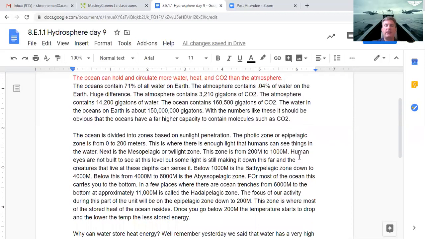The ocean is divided into zones based on sunlight penetration. The photic zone, or epipelagic zone, is from 0 to 200 meters. Photic, photons, light, that's how it travels. This is where there's enough light that humans can see things in the water.